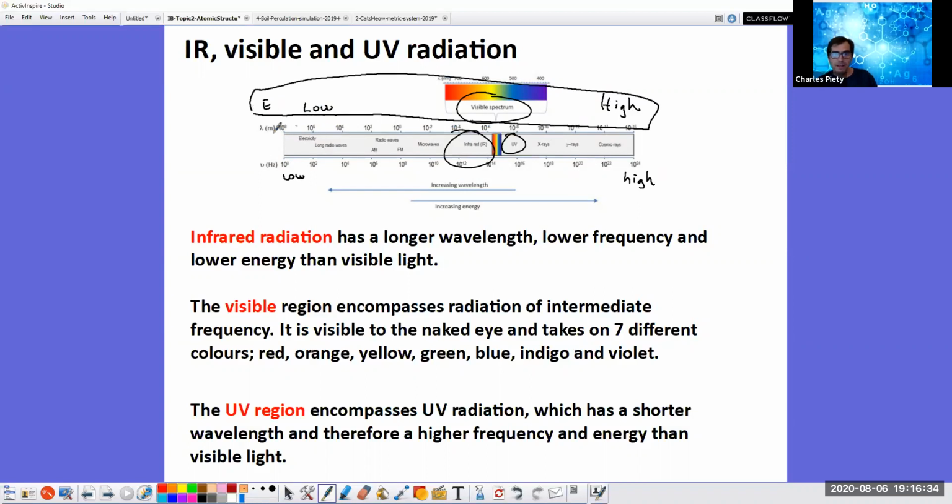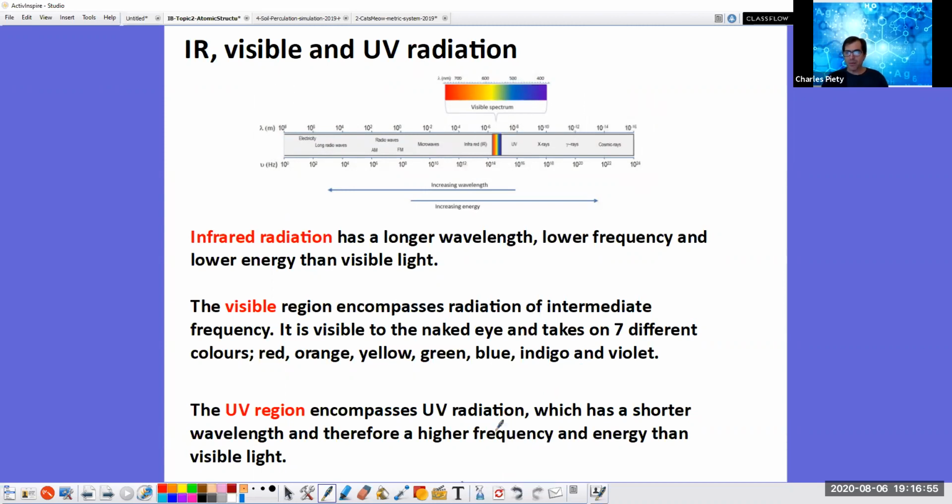Sorry, my writing's not great. Now for wavelength, this would be high, and this would be low. And we're going to practice all this stuff more. There we go. Okay, so let me clean this up a little bit so we can look at where infrared is and where visible and ultraviolet is. Infrared radiation has longer wavelength, lower frequency, and lower energy than visible light.